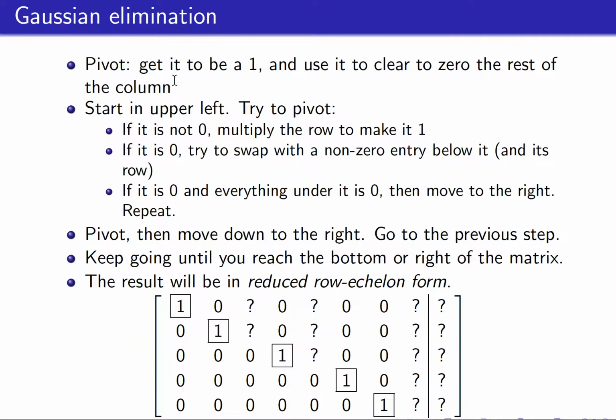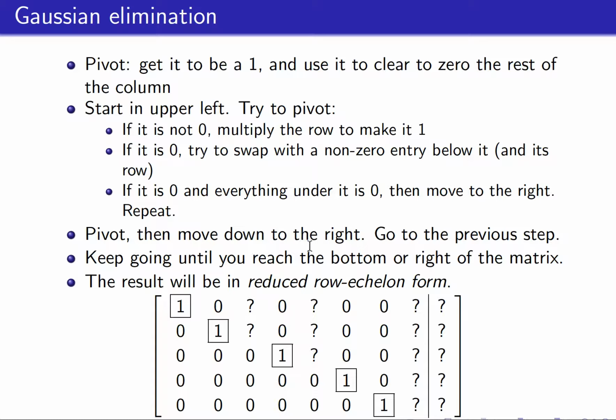Once you pivot, you clear the rest of the column to 0. Then you move down and to the right. So then you go back to the previous step, and you keep on going like this. Say a pivot here: make this a 1, everything else 0. Go down here, make this one a 1, clear everything else around it to be 0. Then go down. I have to give up on this one and move to the right, and so on. Move down and to the right.